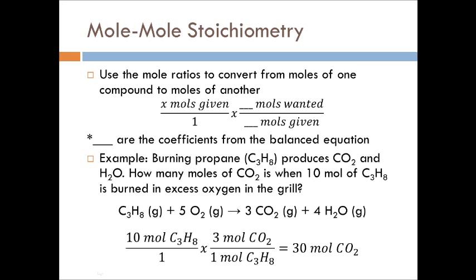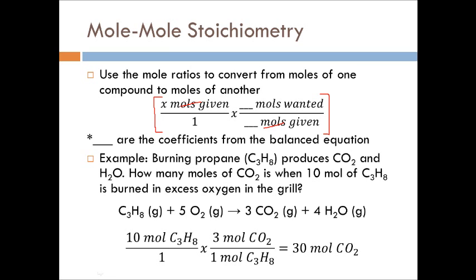For a mole-to-mole, the generic equation, which we came up with in class, starts with some number of moles that is given. That's the number value given in the question. We multiply it by a fraction with moles of given on the bottom, using the coefficient from the balanced equation, because we want to cancel out these moles. Then we put the moles that we want on top, again with the coefficient from the balanced equation.